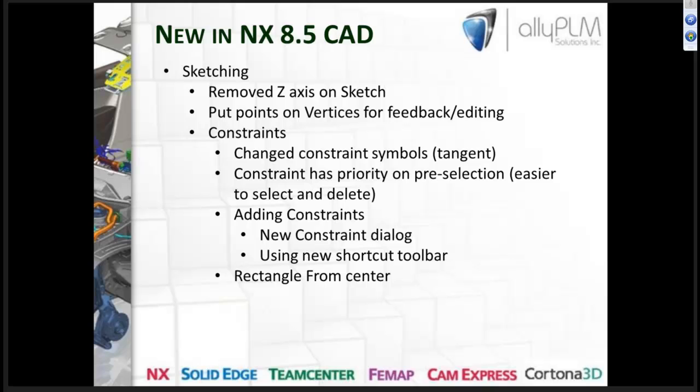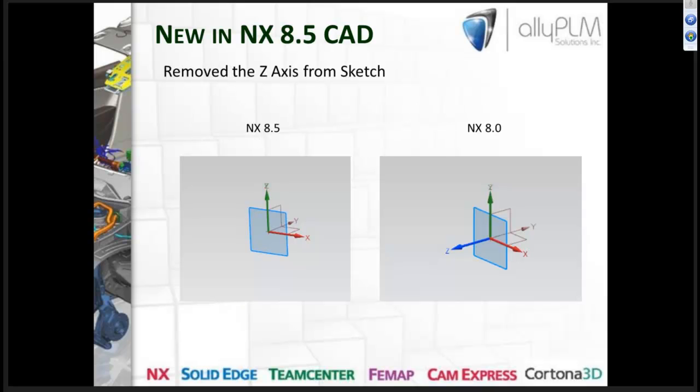And also an enhancement with rectangle from center. If we select that key point, it will now infer those midpoint constraints. So here, just to get a comparison, because some of this you may not notice is new in 8.5. Some of you may definitely notice some of this behavior because it may have bothered you before.